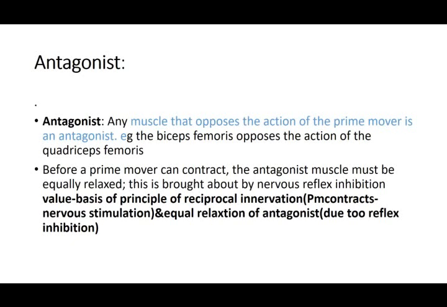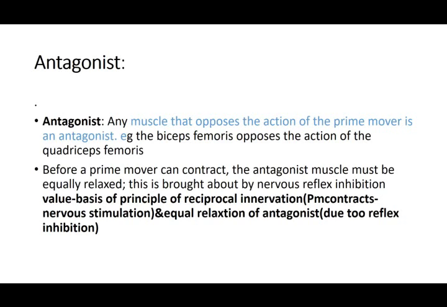Then there is the antagonist. It is not the main movement muscle, but a muscle having an action opposite to that muscle. Supposing the prime mover we are talking about is the flexor, the muscle having the opposite action, the extensors, is going to be the antagonist. So an antagonist is any muscle that opposes the action of the prime mover. At one time, only one muscle is going to be active, either the flexor or the extensor. Both cannot be active at one time. The other has to be nullified for the main prime mover to be active.